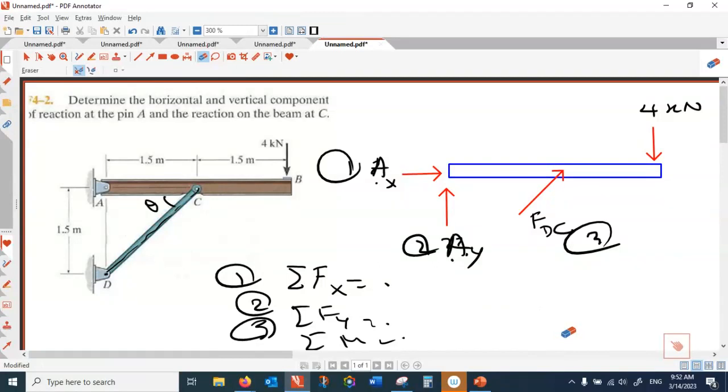So the minimum here, if I want to start with the rotational condition, the third condition, what would be the best point of rotation here? I want to apply the third equation, net rotation equal to 0. Which point is the best point of rotation, where by one single equation you can solve?